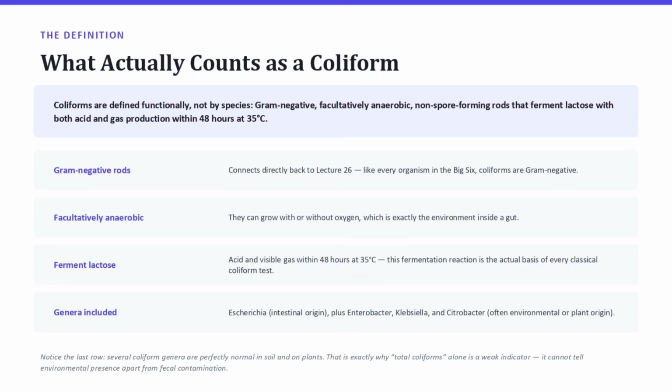And the genera included: Escherichia, which is of intestinal origin, plus Enterobacter, Klebsiella, and Citrobacter, which are often environmental or plant-associated in origin. Notice that last point carefully. Several coliform genera are perfectly normal to find in soil and on plants. That is exactly why total coliforms alone is such a weak indicator on its own. It simply cannot distinguish ordinary environmental presence from actual fecal contamination.